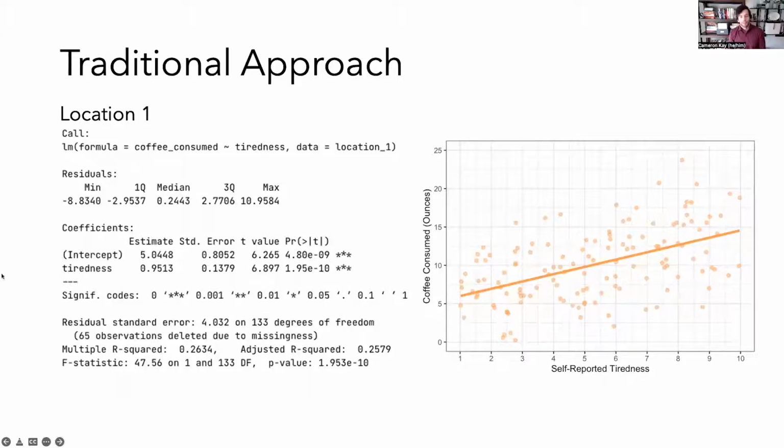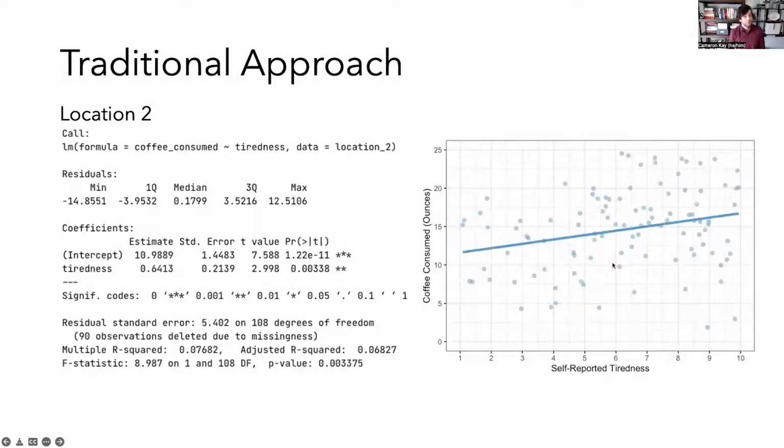So you might run this model at location one. And you might find that when a person has 0 tiredness, they're not tired at all, they buy about 5 ounces of coffee. And then for each one level of self-reported tiredness, they increase all the way up to being absolutely, completely tired. You see that for each additional step from 1 to 10 in tiredness, the amount of coffee they buy increases by 0.95 ounces. So right at around 6 tiredness, you're seeing people are buying slightly more than 10 ounces of coffee.